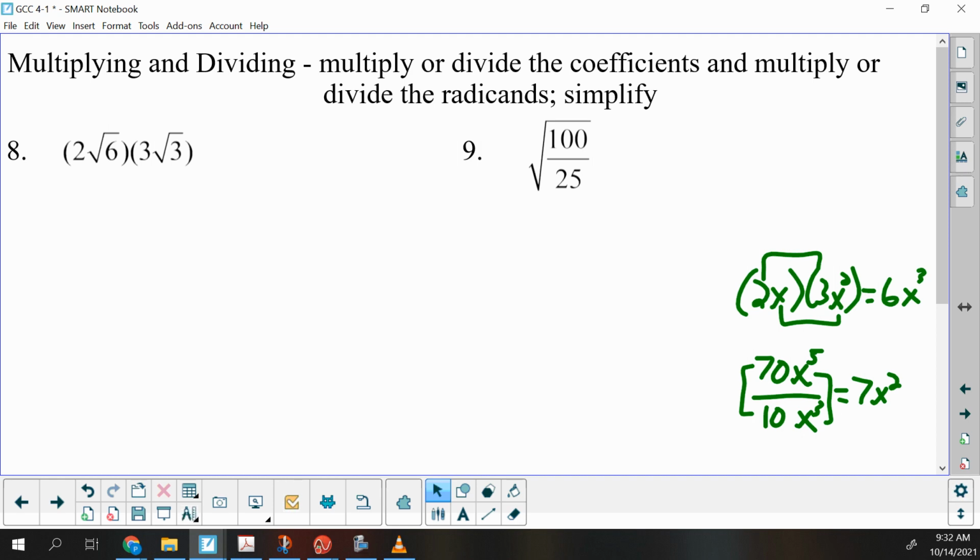They don't have to be like terms, just like the 2x and the 3x squared were not, and you just multiply or divide the spots that are in the same location. So what I mean by that is, in this first example, 2 and 3 are both the numbers out in front of the square roots. So we would multiply those together to get 6. Then the 6 and the 3 are both under the square root. So we would multiply those to get what goes under the square root. So we've got 6 square root of 18.